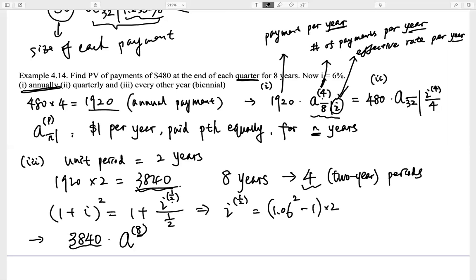And finally, this would be the number of years. Where do I put it? Let me put it here. This 8 is the number of years. In other words, it will be the number of unit periods. So that's why here I would have 4. 8 years means there are 4 periods.